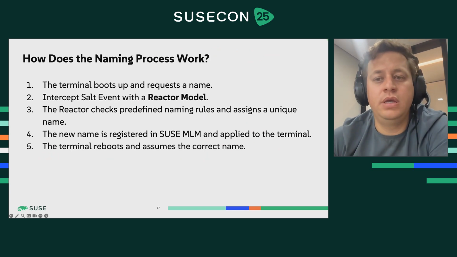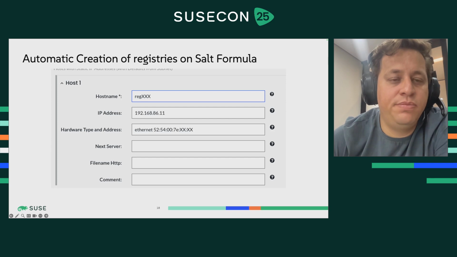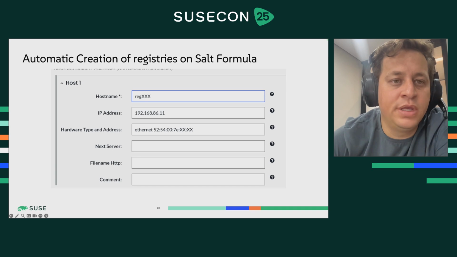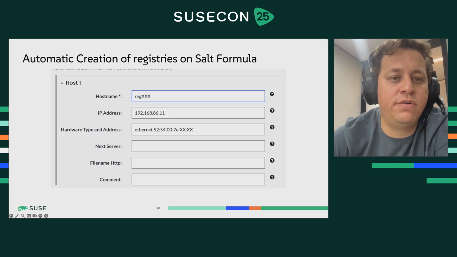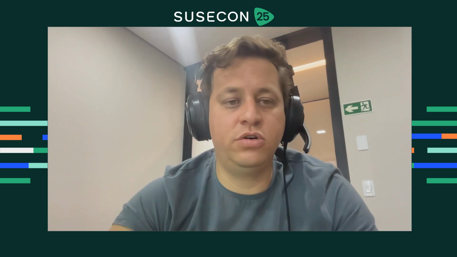Okay, so here is an example of the data that is manipulated by the automation server. It gets a sequential fixed IP address from the static IP address range in the formula data, and it reserves a new name and a new IP for the terminal MAC address. So let's see on the video this process occurring.